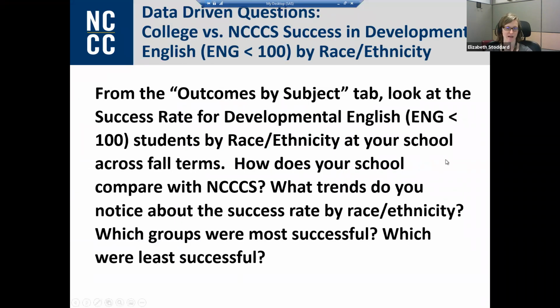This next one is going to have you look at the outcomes by subject tab, and you'll look at the success rate for developmental English students disaggregated by race ethnicity across fall terms. And you can look at how your school compares with NCCCS. What trends do you notice about the success rate by race ethnicity? Were there groups that were more successful over time and least successful over time?